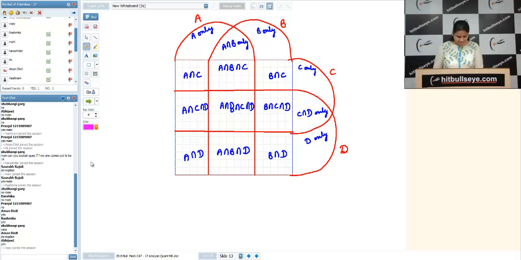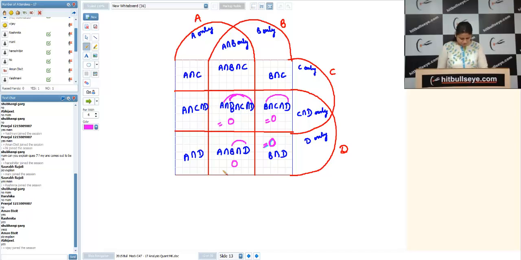Now read the set. The last line of the set says, none of those who read B read D and vice versa. It means there is no student in B intersection D. So if there is no student who is reading B and D, it will be 0. This will be 0 because we are getting BD here. This will be 0 because we are getting BD here. This BD. Again we are getting BD. So this will be 0. So these 4 sections will be 0 always.